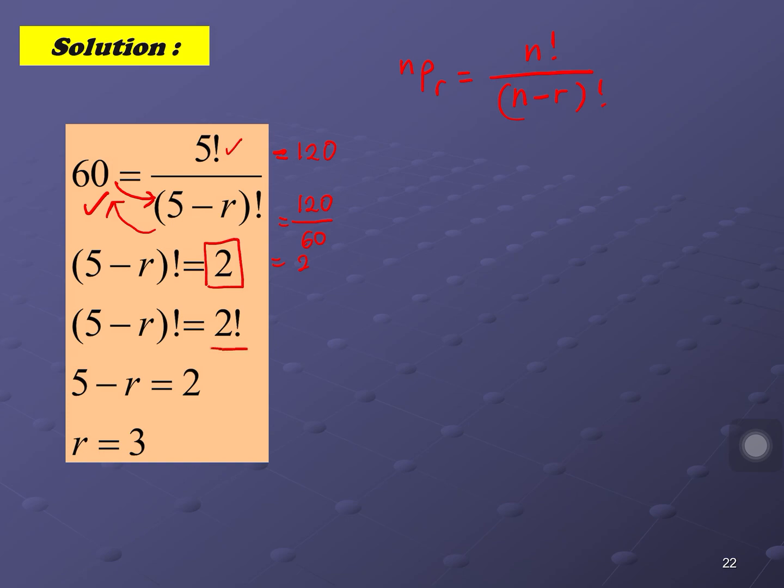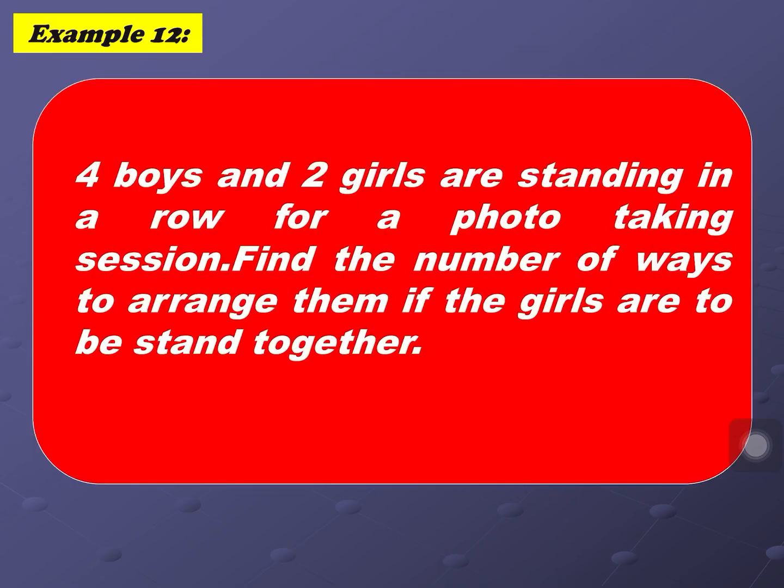Okay, so 5 minus r factorial equals 2, or equals 2 factorial. 2 factorial equals 2 as well. So now factorial and factorial can be simplified. So what's left? 5 minus r equals 2. So r equals 3. So that's how you get the solution. So example 12.